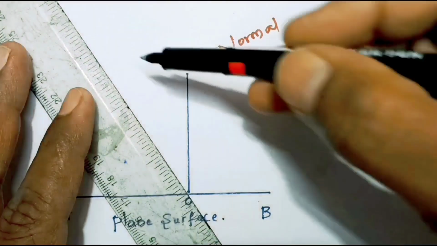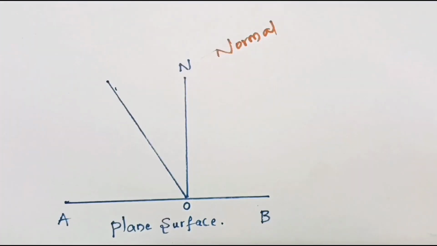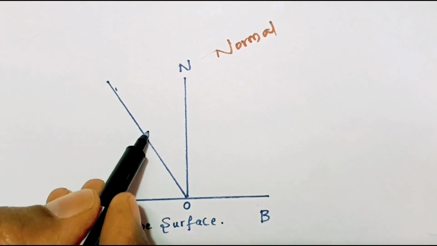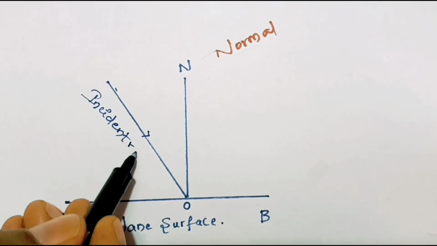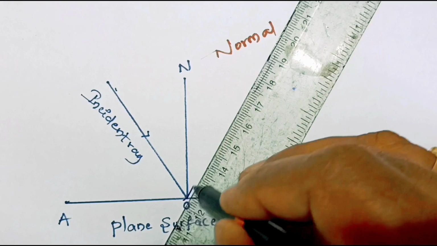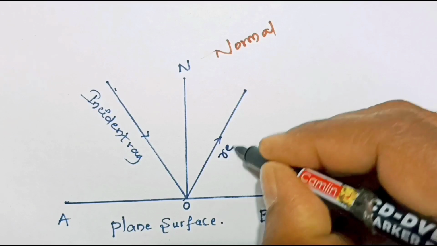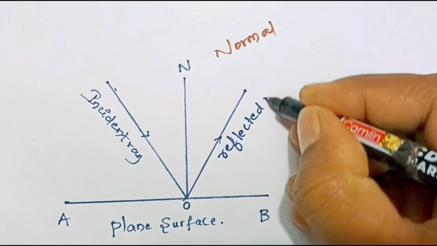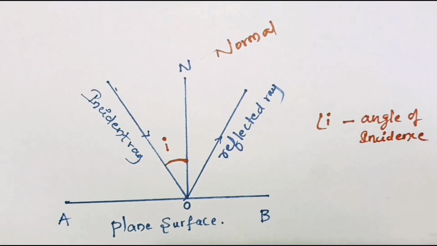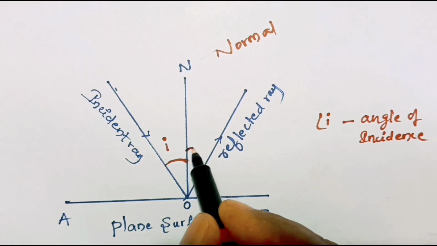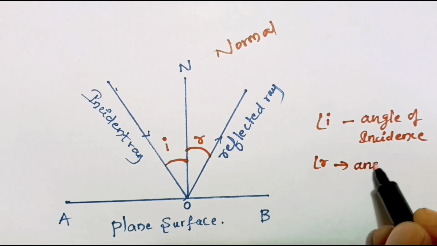Draw a straight line making a certain angle with ON. This straight line should be called the incident ray. Another line should be drawn from point O. This line should be considered as the reflected ray. An angle is formed here. This angle is called the angle of incidence. Here another angle is formed. This angle is called the angle of reflection.